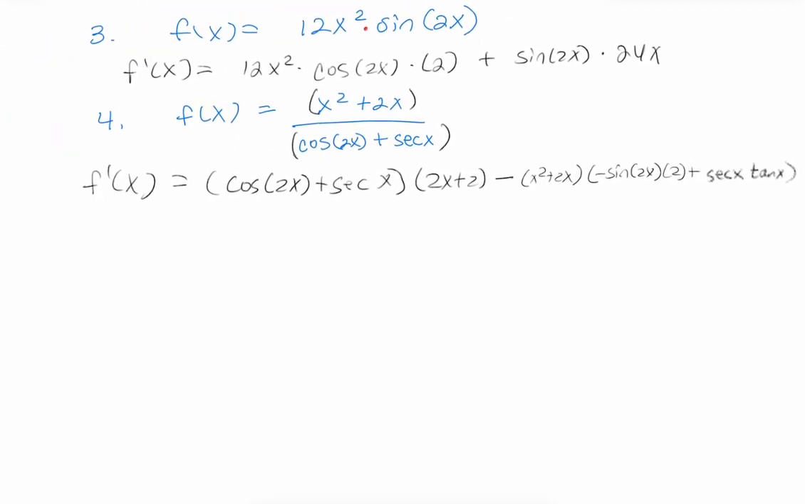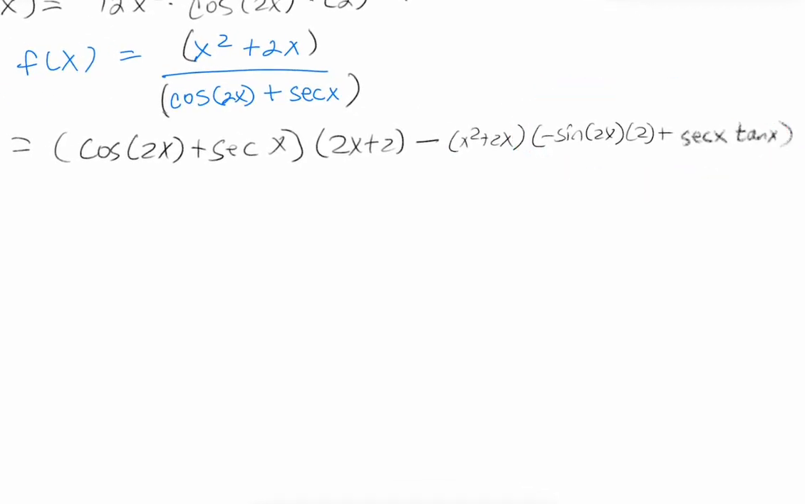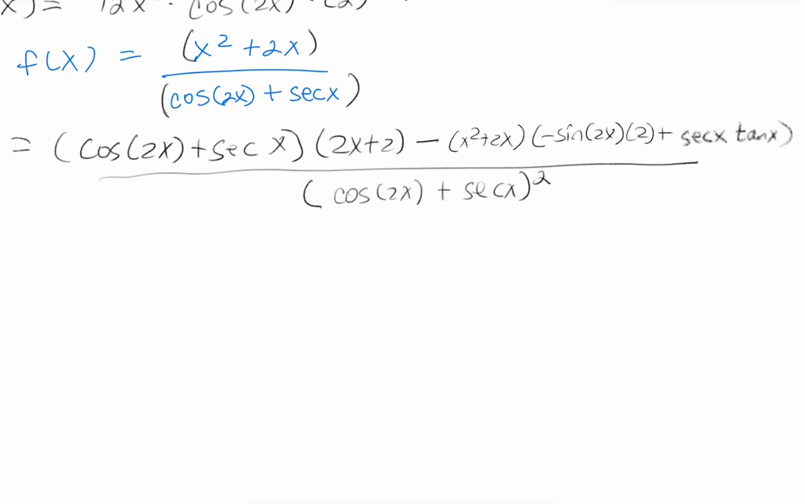Okay, so now let me go over it again. It is the bottom times the derivative of the top minus the top times the derivative of the bottom, all over the bottom squared. Let me just go over it again. It is the bottom. Don't change anything. Write the bottom in parentheses times the derivative of the top in parentheses minus the top times the derivative of the bottom in parentheses.